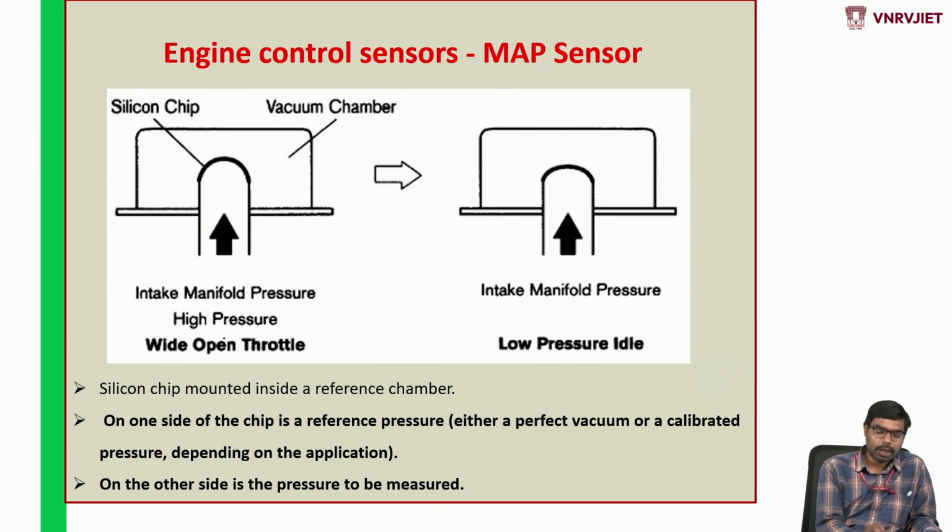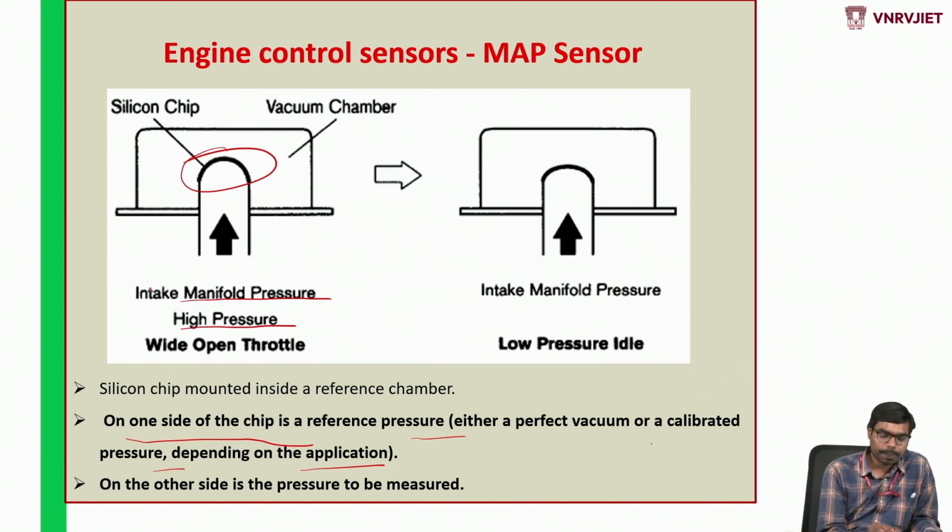So when there is a wide open throttle, the intake manifold pressure is high. At that time you can try to see the silicon chip and the vacuum chamber. So you can see this is the silicon chip, and one side of the chip is the reference pressure, either a perfect vacuum or maybe a calibrated pressure depending upon the application. On the other side is the pressure to be measured. So you can see this is the vacuum chamber I am going to expose. This is placed inside the sensor itself, that's a vacuum chamber.